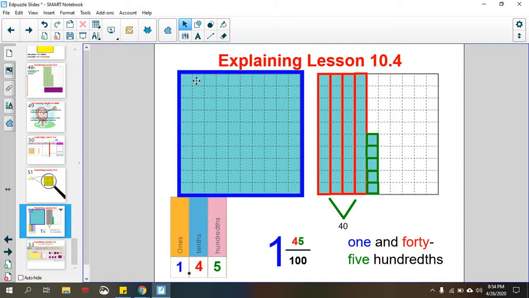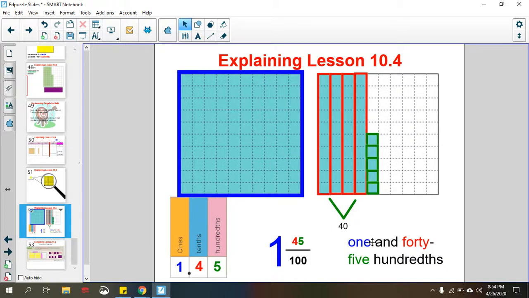We know that we have one whole thing shaded or colored in. And then we've got 45, or 4 tenths and 5 hundredths. We've got 45 hundredths shaded in as well.